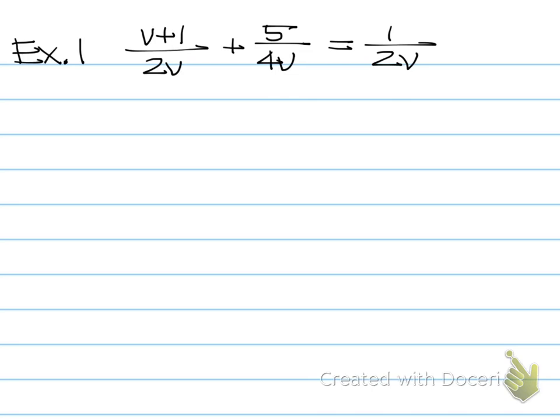So first example, all of our denominators are already factored. We can't factor them any further. So we're going to first determine what the denominator cannot be. The denominator can never equal 0 because you cannot divide something by nothing. So if we set each of those denominators equal to 0, we determine that v cannot equal 0.